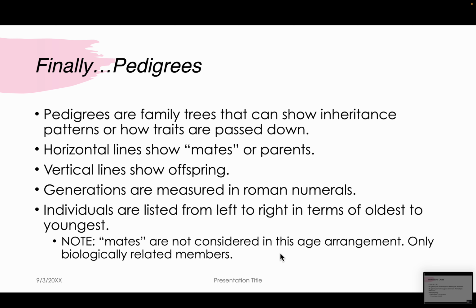For the age arrangement, it is only the biological people who are actually in the family. So it does not include people who have married in or mated into the population. So I could have someone on the far right, who would be the youngest, married to someone who's much, much older than them and the rest of their family, but because they are not a part of the biological family, they don't count.